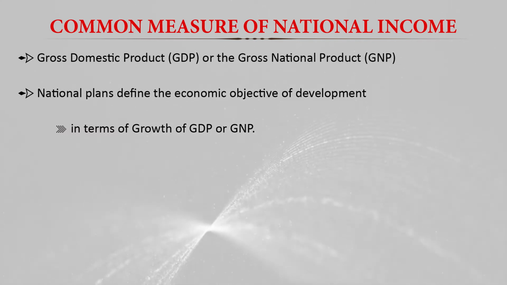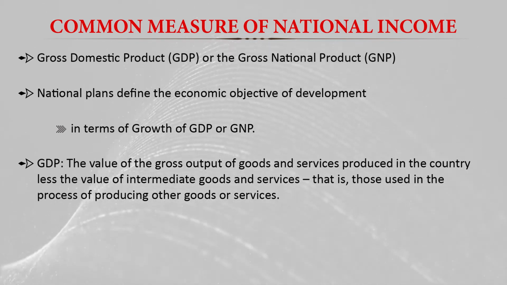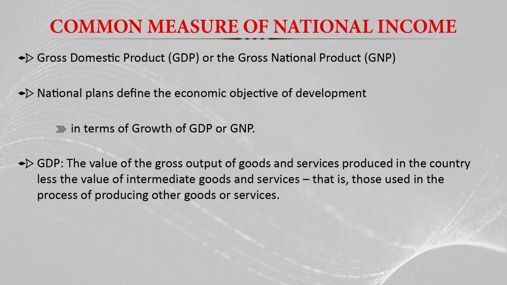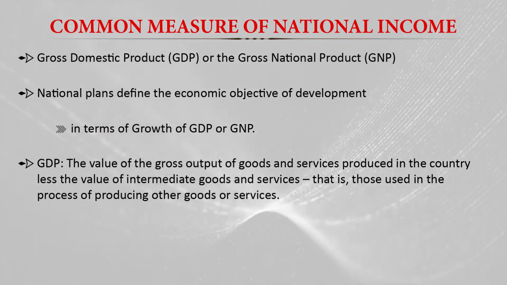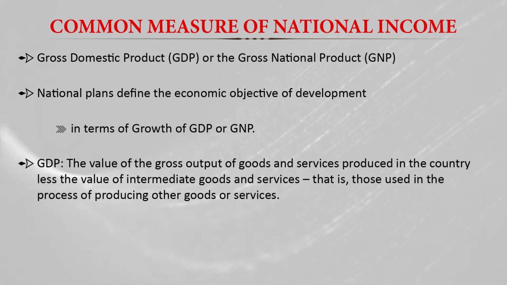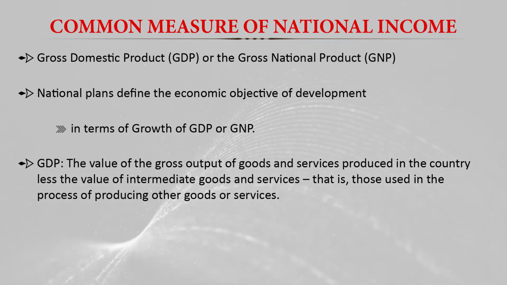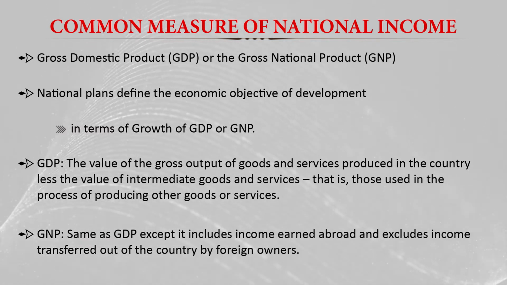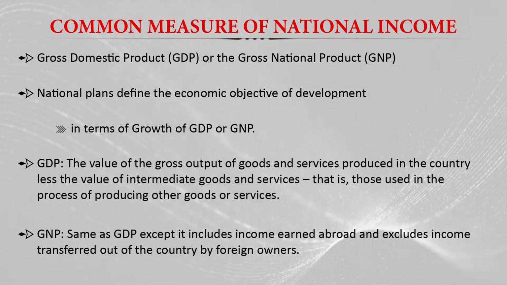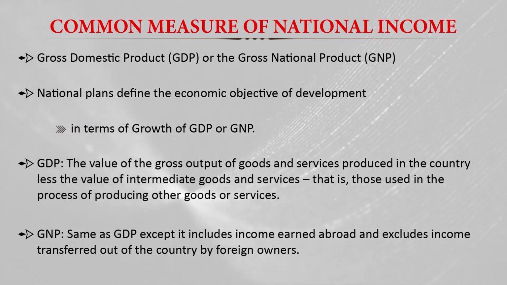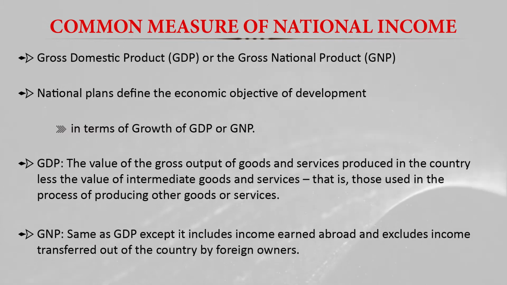So here, we can define the GDP. GDP is the value of the gross output of goods and services produced in the country, less the value of the intermediary goods and services. So basically, GDP is the gross output of goods and services produced in the country during the period, minus the value of the intermediary goods and services used in the production process. GNP is the same as the GDP, except it includes income earned abroad and excludes income transferred out of the country by foreign owners. So basically, it includes only the incomes generated in the country. The contribution of the foreign economy or the external market, we subtract from the GDP, and then we get the GNP.